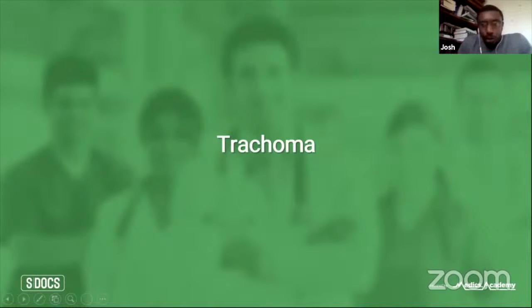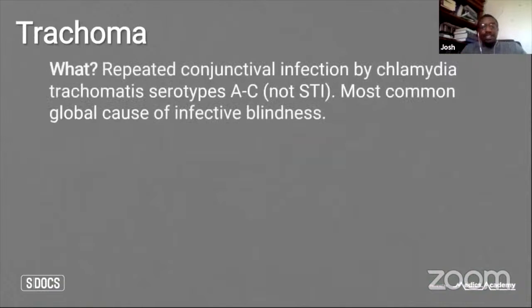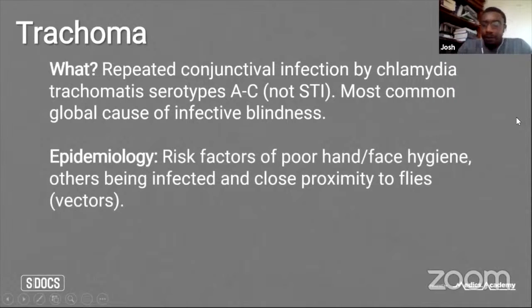And finally, the last disease that we're going to look at is trachoma. What is trachoma? It is a disease that's caused by repeated conjunctival infection by Chlamydia trachomatis serotypes A to C. These serotypes are not the STI version of Chlamydia trachomatis, that's serotypes D to K. This is A to C that's causing the disease trachoma. It's the most common global cause of infective blindness. Risk factors for trachoma are poor hand and face hygiene, being close to others who are infected, being close to lots of people who are infected, and being in close proximity to flies as well.